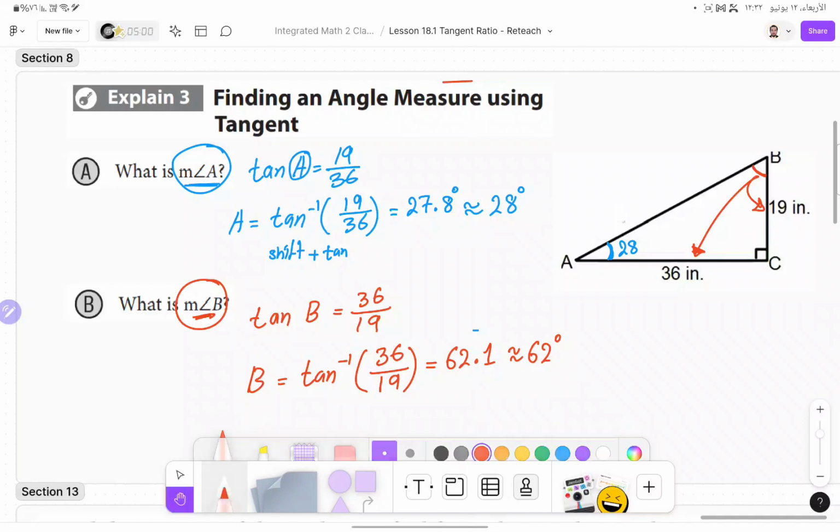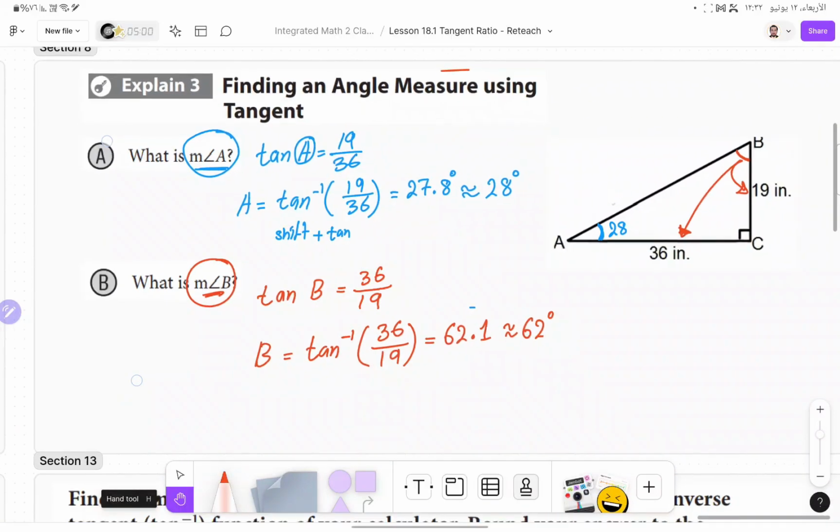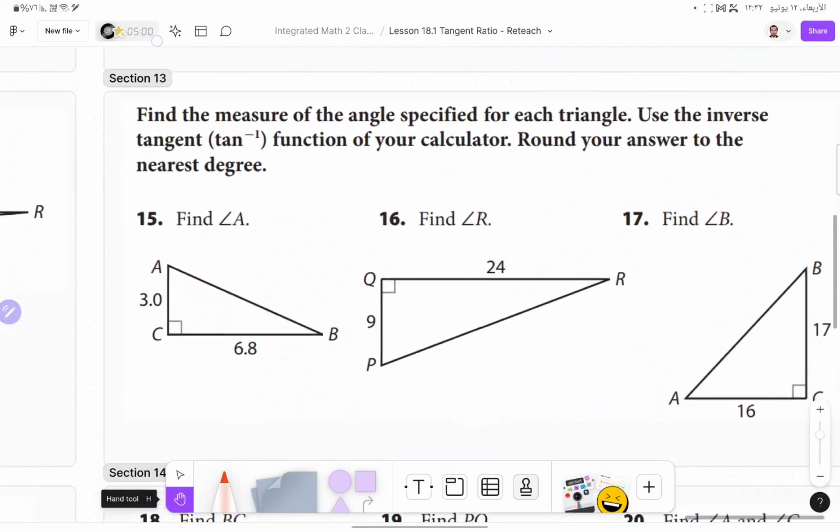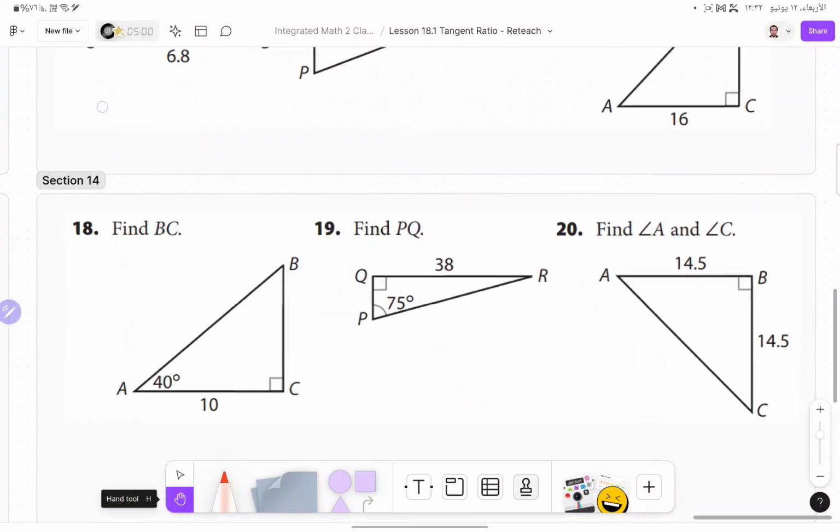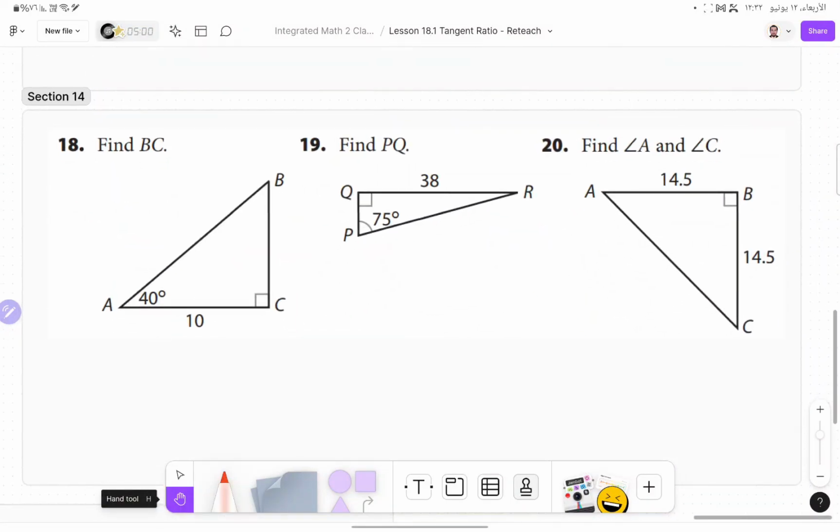I hope you understand the question. The inverse is easy, but you need to use your calculator to find the inverse. Now try to practice on these 3 questions. Try also to practice on these 3 questions when you finish the first 3.